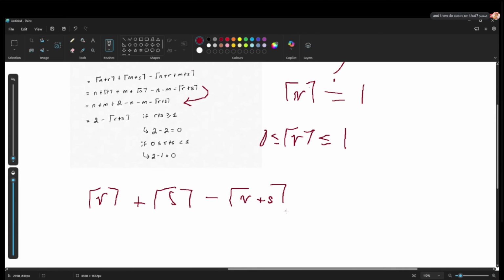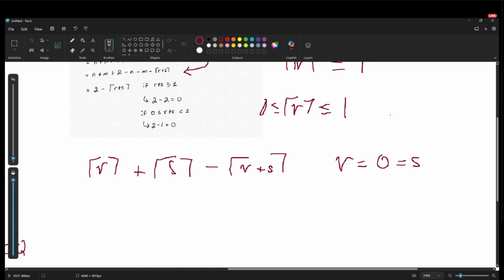And then you just have to show that this is bounded by 0 and 1. And then you could do cases on this as well. You could say, if R is 0 and S is 0, that's one case. And then if one of them's not 0, so one of them's 1. Yes. Yep.